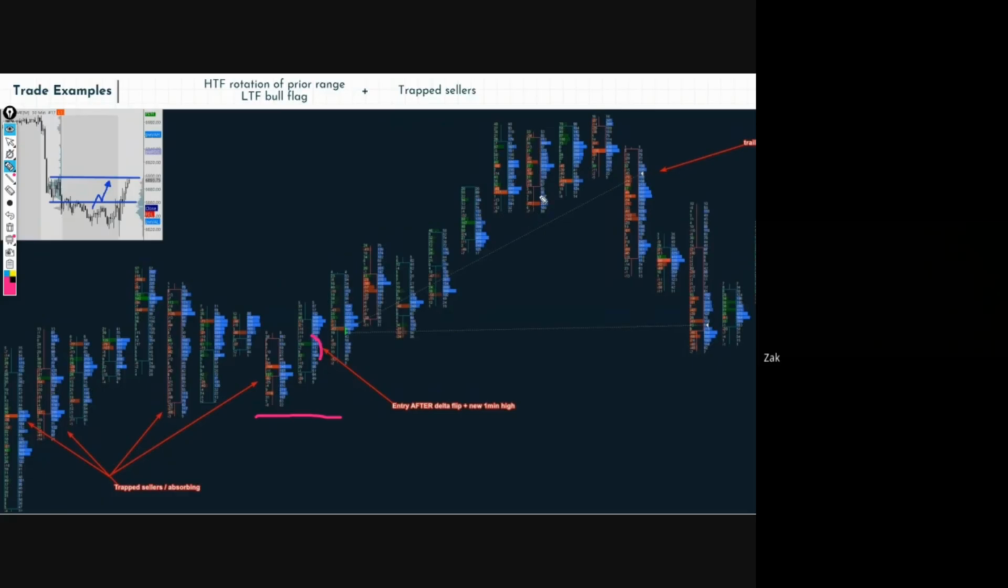And then exited as we did a delta flip. It's cut off here, but there was a slight delta flip, new low. And again, in a way, some absorption up there. So you often see a lot of my exits and my entries in terms of the order flow, they look very similar. And that's just because I'm using the order flow to discretionarily get in and out of trade. And yeah, this is how I framed this: higher time frame rotation, lower time frame bull flag, and then trapped sellers is the absorption concept.